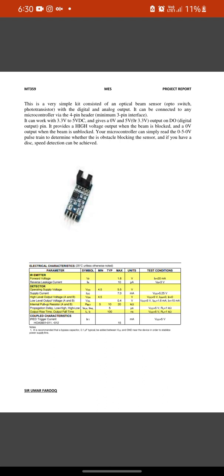It has an IR emitter and a detector, and it has a couple of characteristics. For the IR emitter, these are forward voltage and reverse leakage current. For the detector, they are operating supply voltage, supply current, low level voltage, high level voltage, and all these things are given in the data sheet.